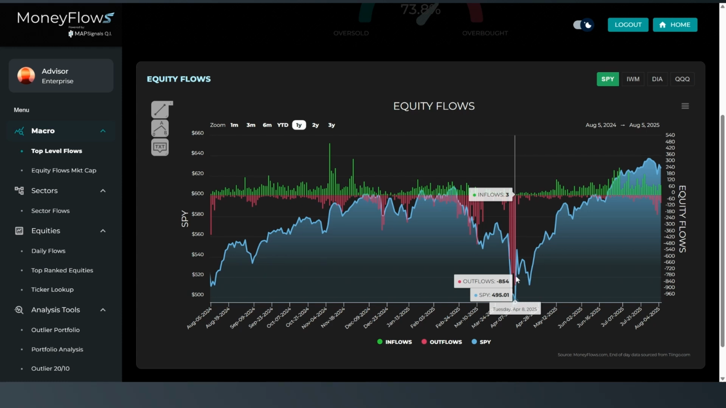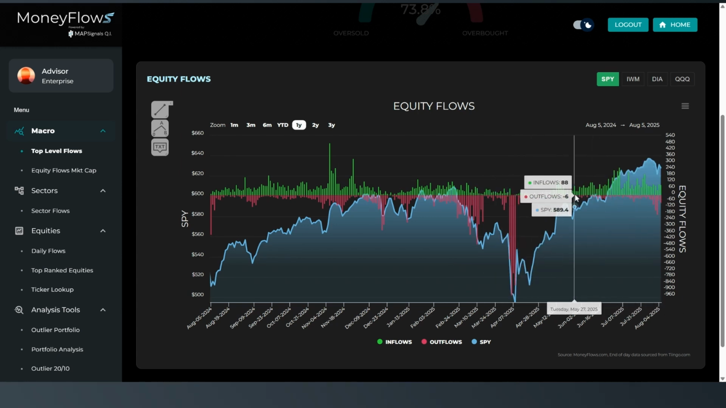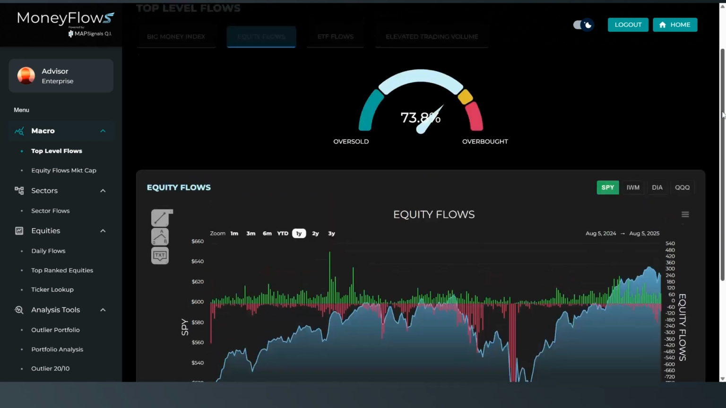Here we can see extreme capitulation. This occurred during the tariff liberation day of April 8th. This is roughly 854 stocks that were sold. These are going to be extreme forced selling events, and the market tends to rally after capitulation.